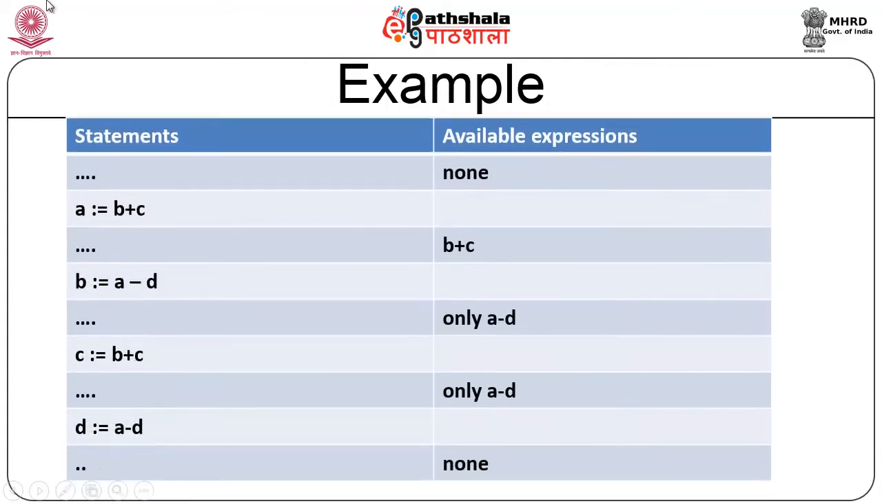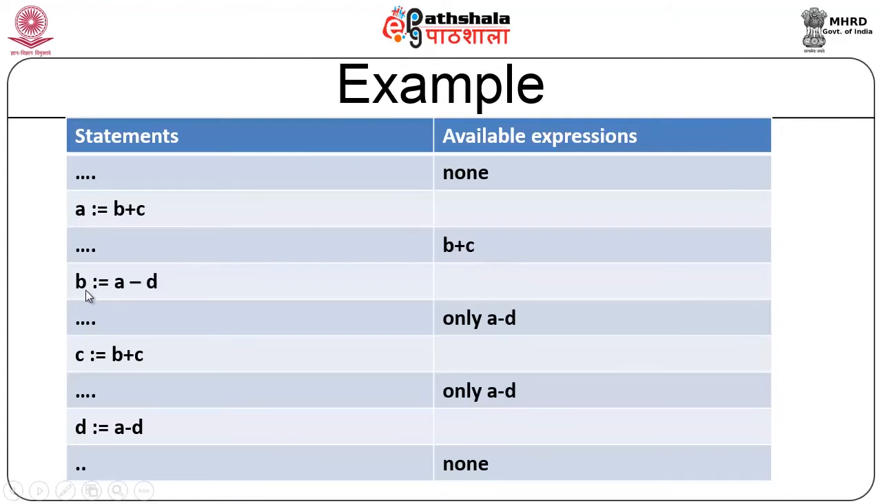Now, let us take this example. These are my statements and these are my points. This is the first statement, so I say that no expressions are available. So, A is equal to B plus C. I have to add this B plus C to my available expressions and I have to remove expressions involving A. Nothing is there, therefore, I do not do anything.